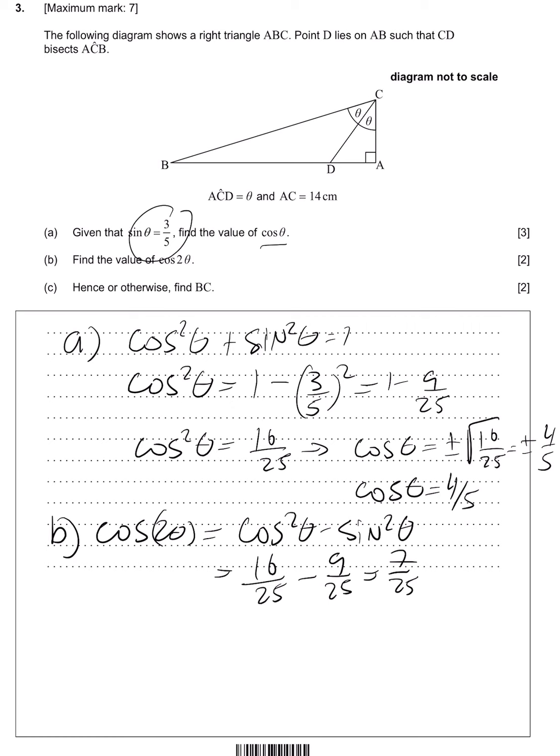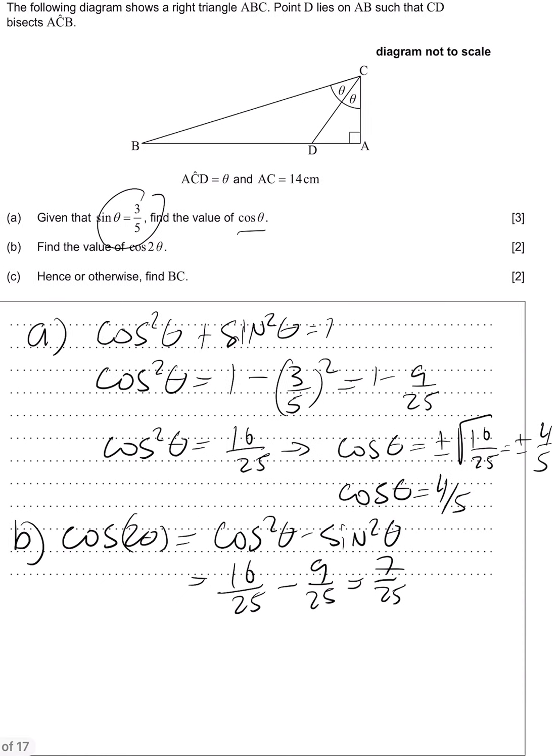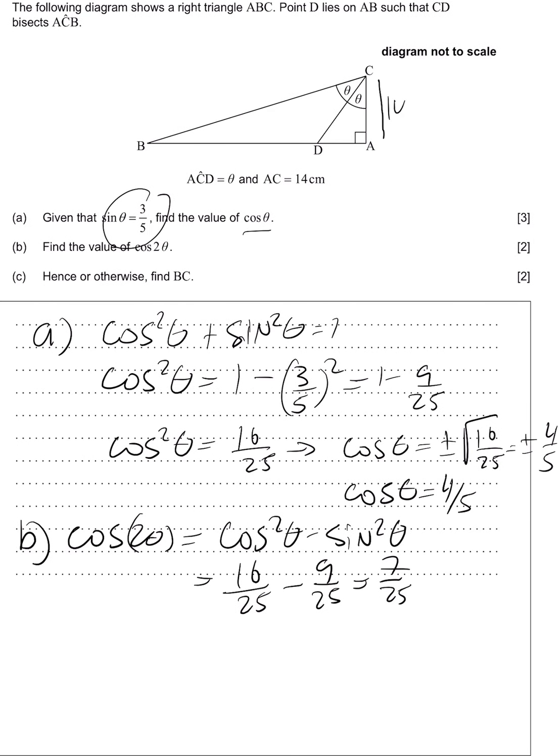Hence, and this is what's going to be useful, or otherwise, we could do it 2 different ways. But we're going to use this result, because that's the value of this angle right here. We want to find BC right here. Well, if we're looking for BC, what do we have? We have that AC is 14 centimeters.